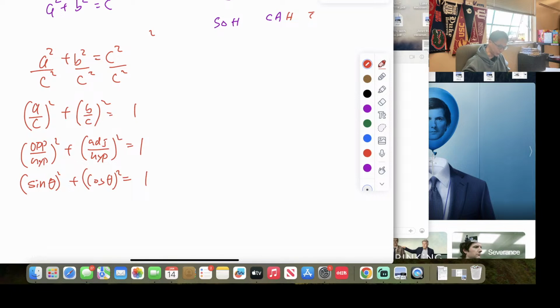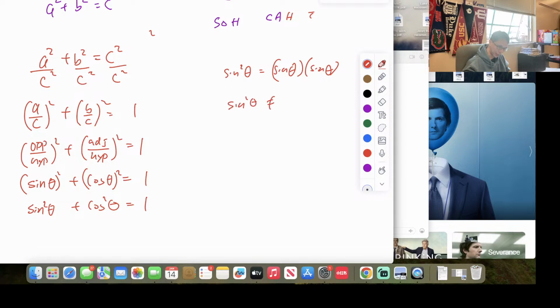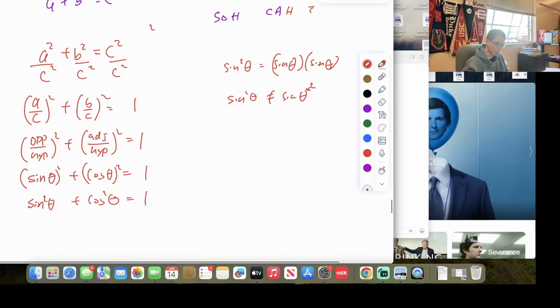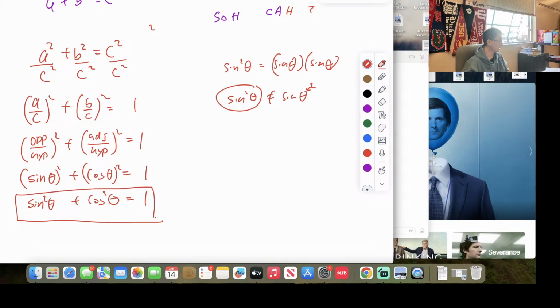Now the proper way to write sine squared theta is with the square in between, like this. If you have sine squared theta, that means sine theta times sine theta. You don't want to put the square at the end, because sine squared theta does not equal sine theta squared, since one is theta squared and one is sine squared. So make sure you write in this format. So did you come up with the first trig identity, the Pythagorean identity?